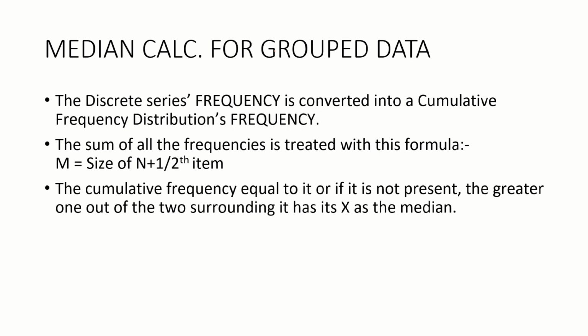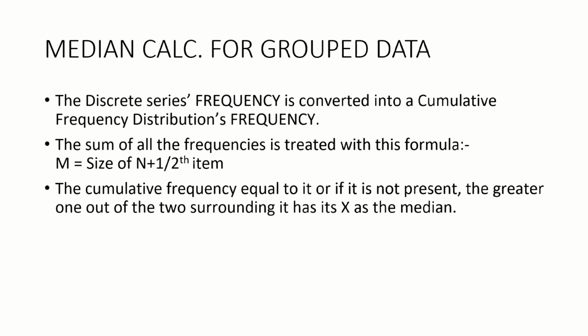Now, median calculation for grouped data. This is the discrete series, okay? So first of all, the discrete series frequency is converted into a cumulative frequency. So we get a cumulative frequency too, along with the discrete frequency. Now the sum of all the frequencies is treated with this formula, meaning the last cumulative frequency plus 1 divided by 2.